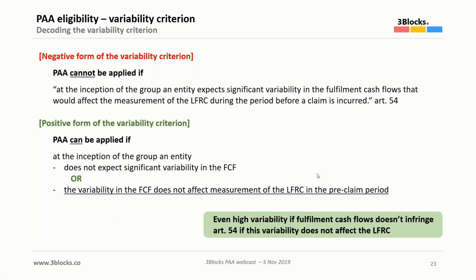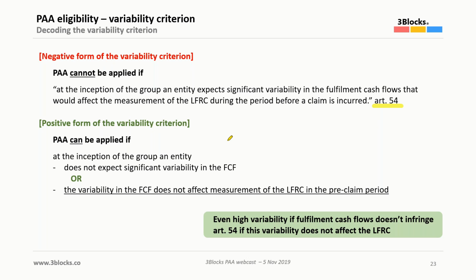So how does this criterion look? First of all, it is expressed in negative terms, meaning that it says when the PAA cannot be applied rather than when the PAA can be applied. So the PAA cannot be applied if at the inception of the group an entity expects significant variability in the fulfillment cash flows that would affect the measurement of the LRFC during the period before a claim is incurred. So this is Article 54.